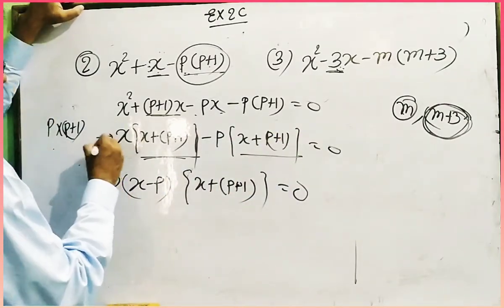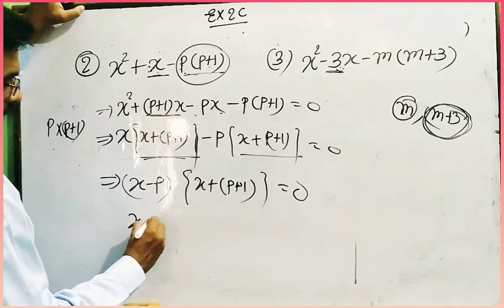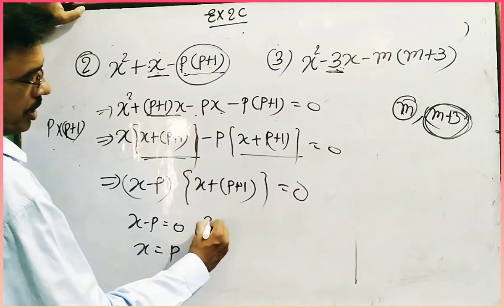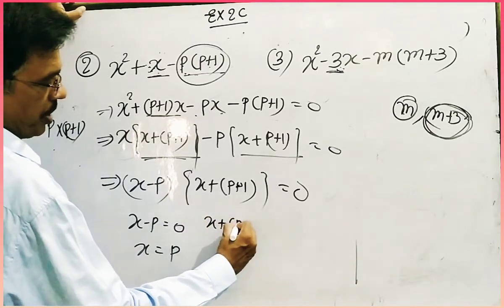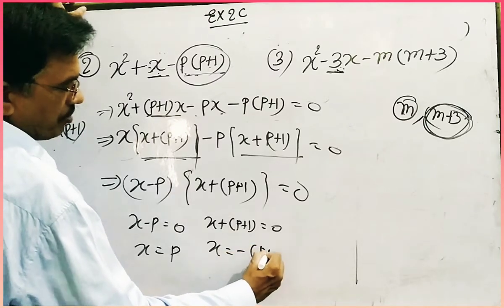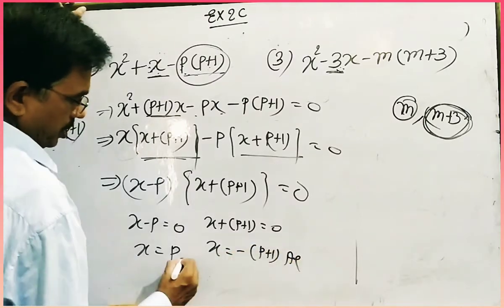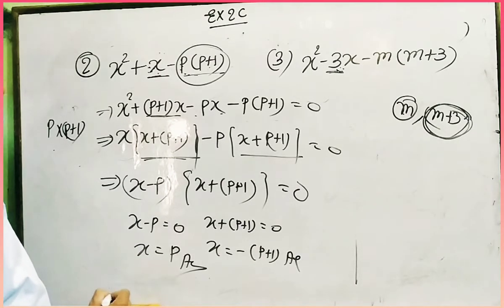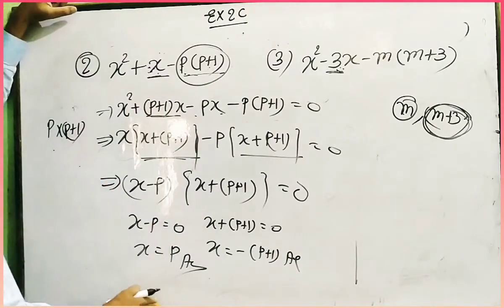That implies x minus p is equal to 0, so x is equal to p. Another is x plus p plus 1 is equal to 0, so x is equal to minus of p plus 1. So it is the answer. So we can find the values of x in terms of p and p plus 1.